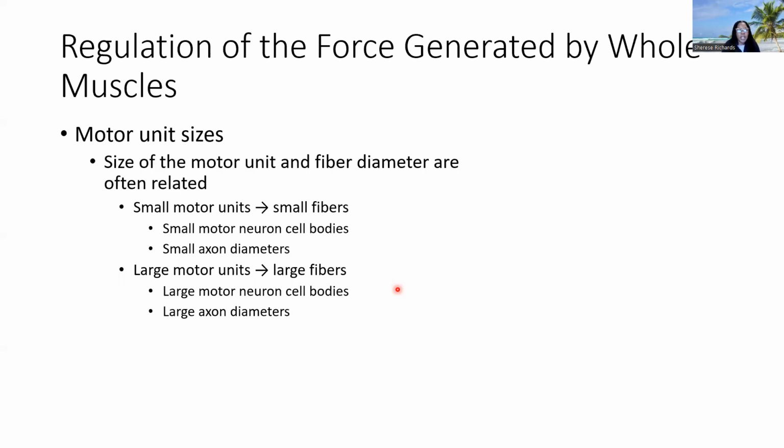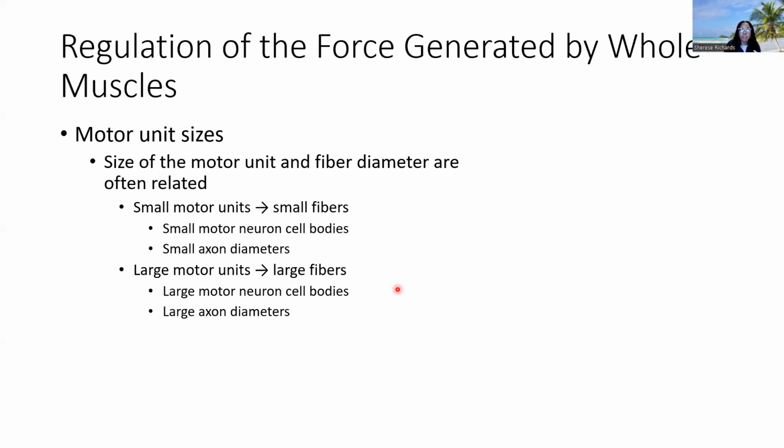Okay. Now this also applies to, again, the size of the neurons. So not only the size of the motor unit as far as how many fibers are attached, also not only the size of the fiber itself, but also the size of the neuron. So the neurons that are smaller are attached to smaller fibers. These neurons typically have smaller cell bodies and smaller axon diameters. They're really thin neurons. Those are going to be associated with smaller muscle fibers, like the muscles of your eyes, the muscles of your fingers. They will be recruited first.